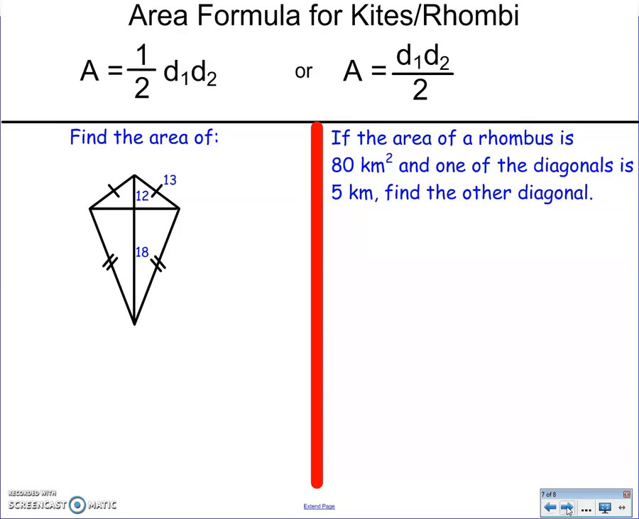Notice we do have one diagonal. We have this is 12 plus this 18. We know this whole, the long one, top to bottom diagonal is 30. But we need to know this one right here.